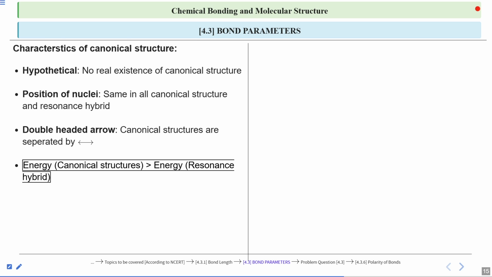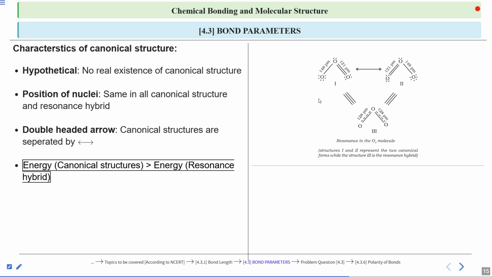Now, next and the most important point of all of this: if you compare the energy of your resonance hybrid that we have seen and the canonical structures, then your resonance hybrid is always in a lower energy state as compared to the canonical structures. So let us try to understand all of these points with the help of the actual O3 molecule that we have seen just now. If you see in this case, you can clearly identify that in canonical structures 1 and 2, the oxygens are in their same respective positions. Only the number of electrons is changing.